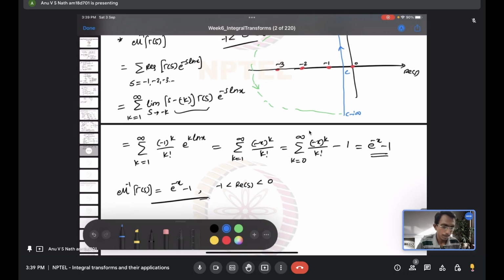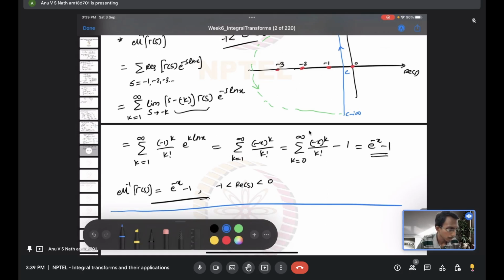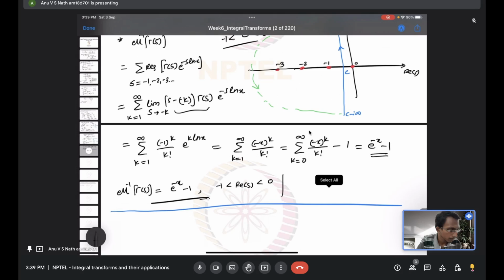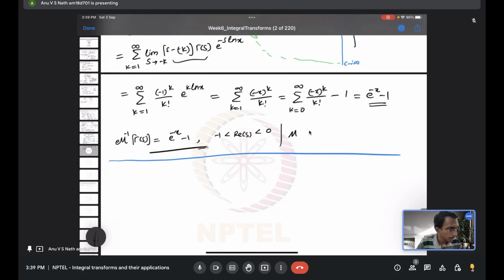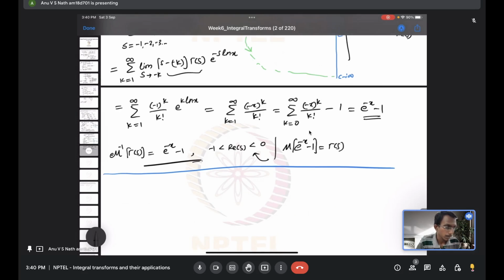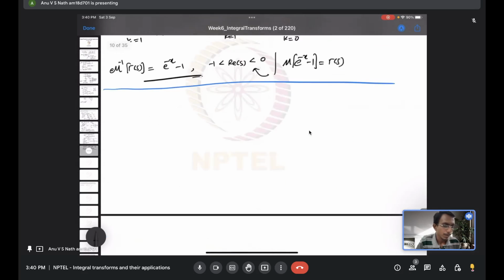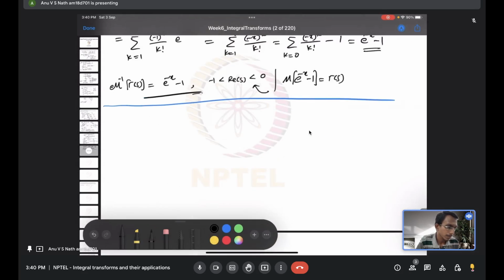But we still haven't obtained what we were asked for. So what does this mean? This means the Mellin transform of exponential of minus x minus 1 is gamma of s again, but the range of s should lie in this interval. Our question is a little bit different. It's not just e raised to minus x minus 1, but we have one more x added to it. If you see the pattern, we will repeat it once again, shifting the c again to the left.